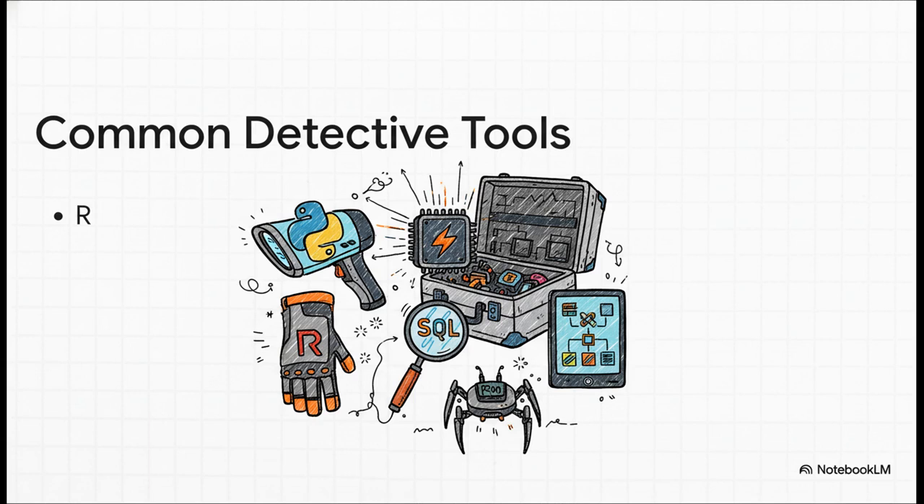You've got your programming languages like R and Python. Think of those as your all-purpose forensic kits. Then you've got stuff like SQL, which is perfect for interrogating your databases, asking them questions. And for the really big cases, you bring out the heavy machinery, like Apache Spark. That's for when your crime scene has millions and millions of pieces of evidence. Every single tool has its own special job to do.